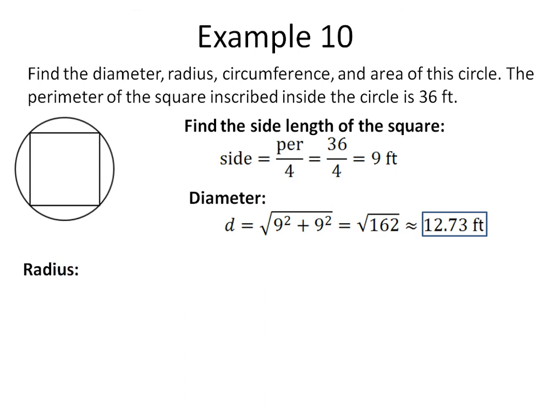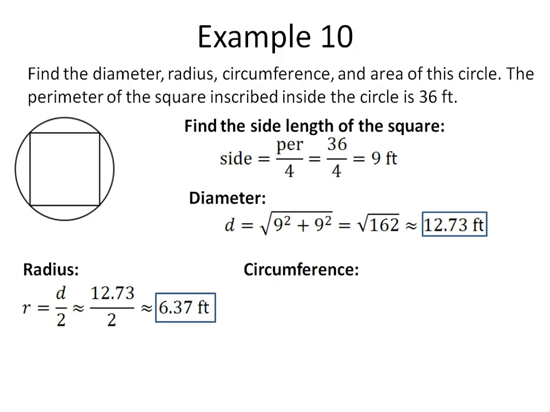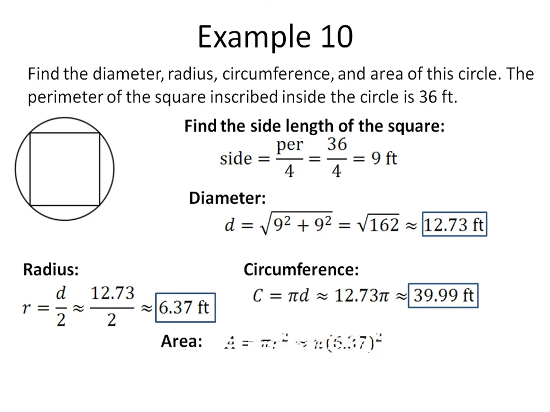Okay, so to find the radius, we simply take the 12.73 feet, divide by 2, which gives us approximately 6.37 feet. To get the circumference, we're going to multiply pi times the diameter again, which is approximately 12.73 times pi, which decimalizes out to approximately 39.99 feet. Okay, we use the radius that we found, which was 6.37. We square that, multiply that by pi, which gives us that the area is approximately 127.48 square feet.